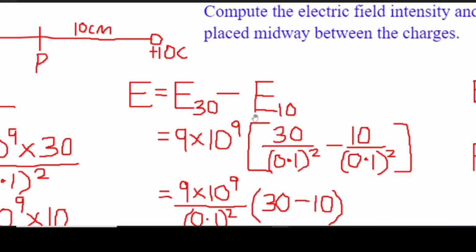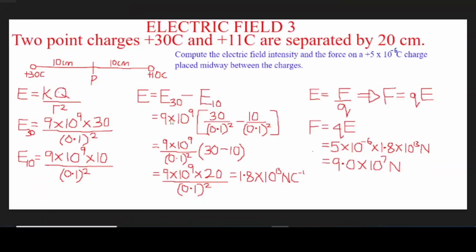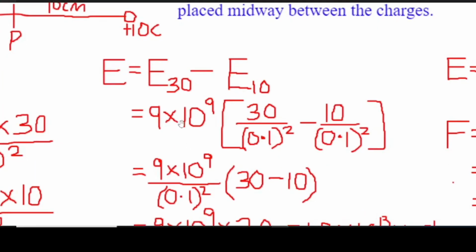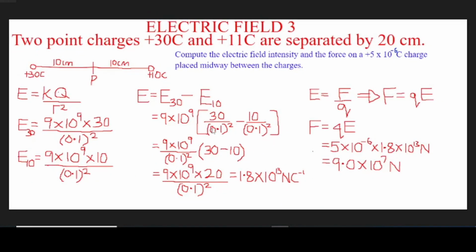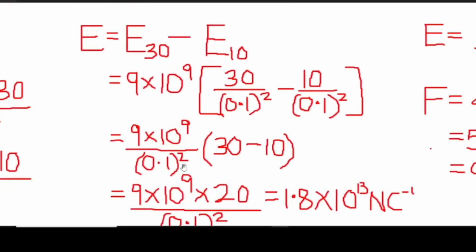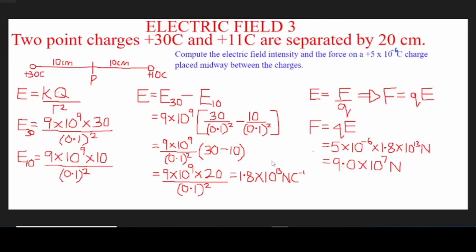Good. If we substitute, we will discover that 9 times 10 raised to power 9 is common. By the time we substitute what we have here for the electric field intensity as a result of the 30 coulomb, and what we have here as the electric field intensity as a result of the 10 coulomb charge, we'll find out that 9 times 10 raised to power 9 is common. So we bring it out. We are left with 30 all over 0.1 squared minus 10 all over 0.1 squared. We also discovered that 0.1 squared is common, so we factorize it out. We are left with 30 minus 10 in the bracket, and that of course will give us 20.